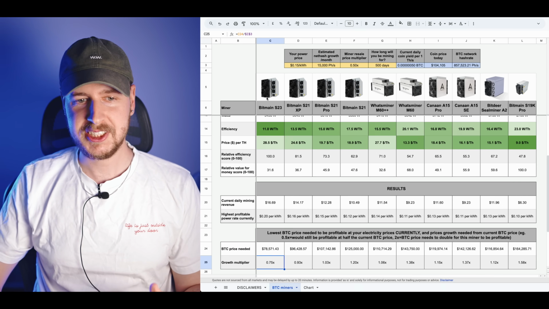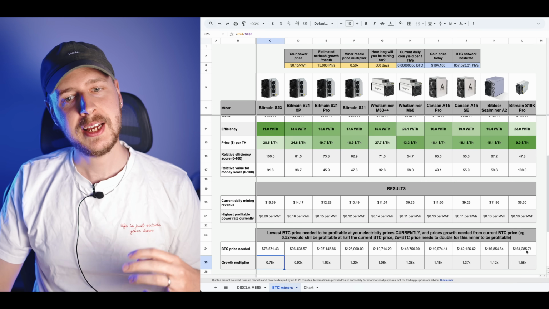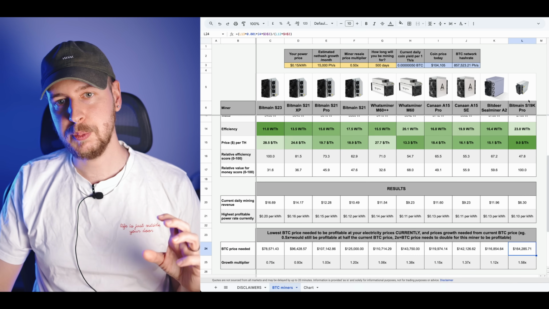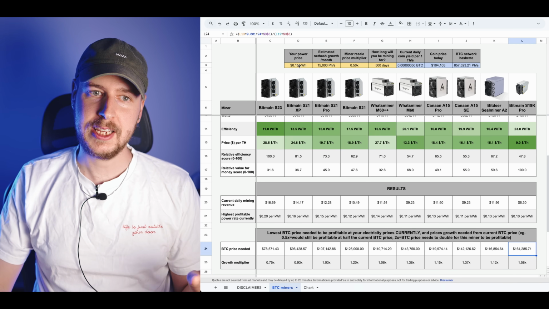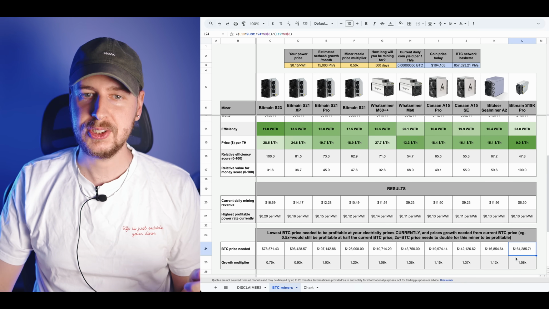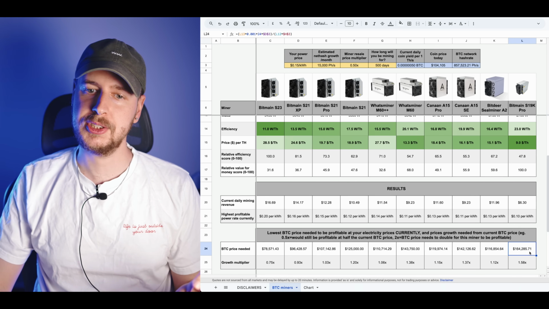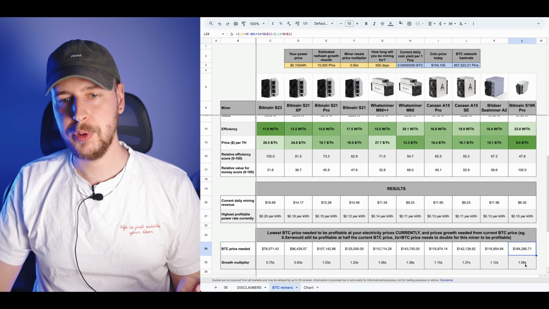On the flip side of that, we have the least efficient miner here, which is the S19K Pro again. And we can see for that one to become profitable at a power price of 15 cents per kilowatt hour, Bitcoin would need to grow in price to around $164,000, which would be about a 1.58 times or a 58% growth in value.